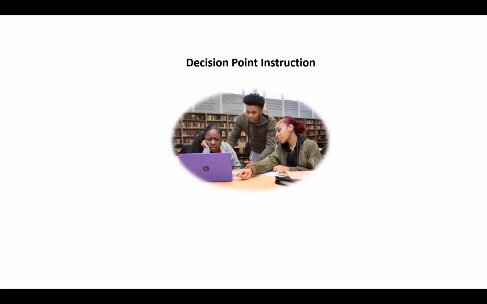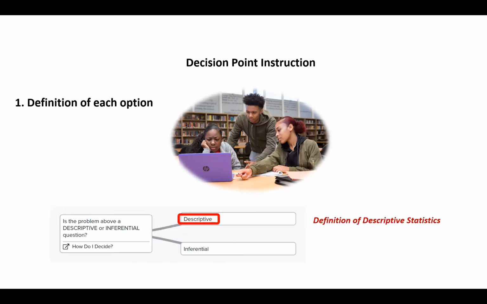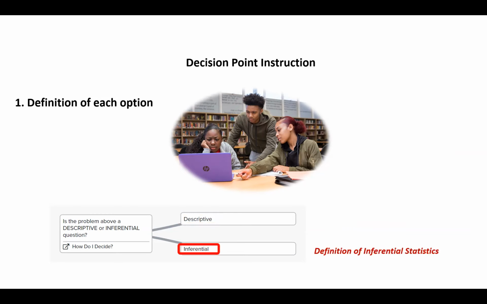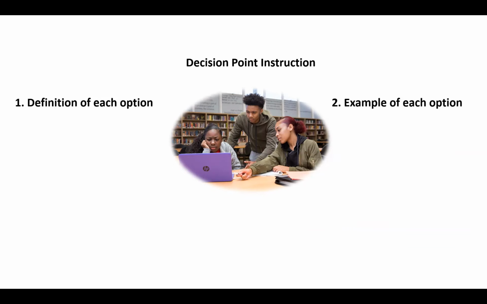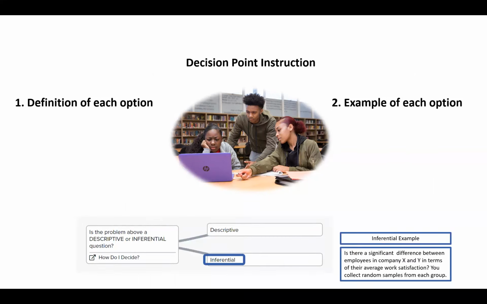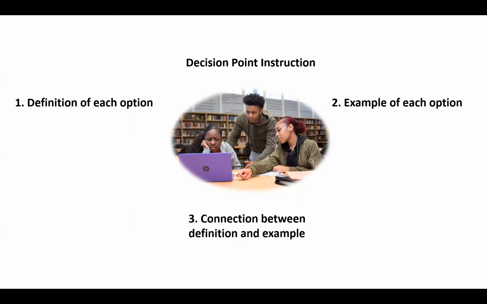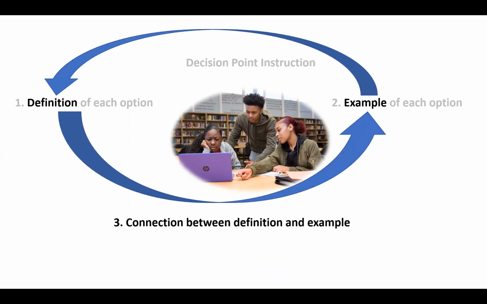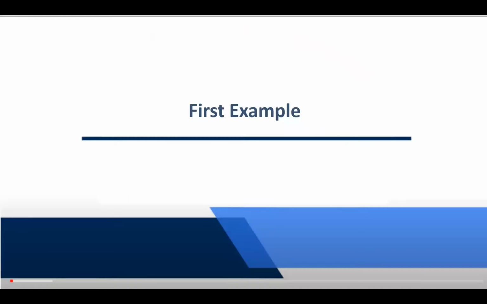The purpose of decision point instruction is first to help students learn the definitions of each option in a decision point. For example, in this example, we would provide students with a concise definition of descriptive statistics and also for inferential statistics. The second purpose is to provide an example or illustration of each option. Here is an example of a descriptive problem, and here is an example of an inferential problem. The third purpose is to show the connection between the abstract definition and the concrete example. We will show you an example of each of these elements.